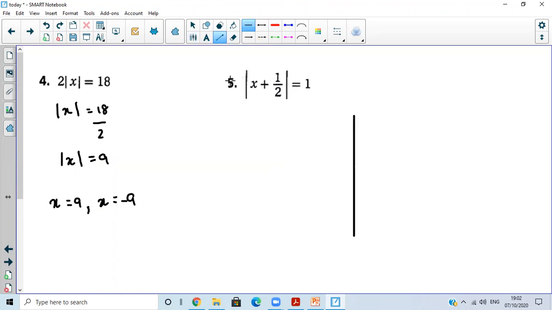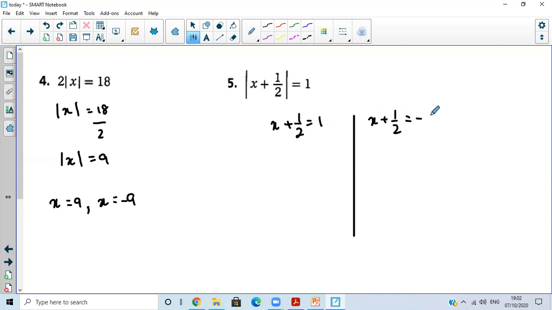So let's give the two possibilities. When you give the two possibilities, one is going to be the same as in the question. So one is x plus half equals 1. Another one is going to be x plus half equals negative 1. So x is going to be equal to 1 minus half. So 1 minus half, how much is 1 minus half? You have a whole of something and you remove half. So you'll be left with a half.